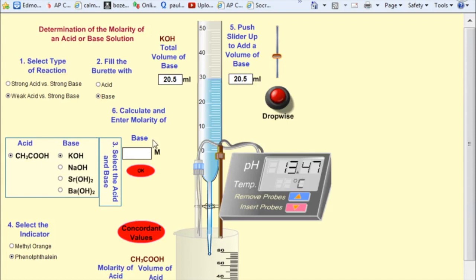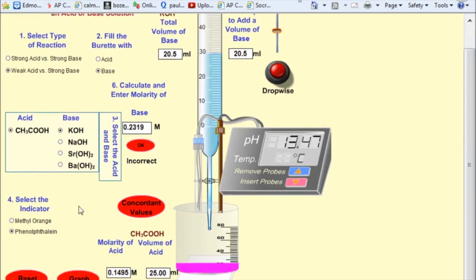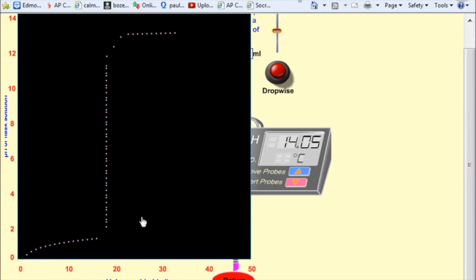Even if I click OK now, I need for you to find the concentration of the base in the burette. I'm just going to enter a number now that is not right, but you need to find the right number. I will put 0.2319. I said it is not right, so don't write that number. If I see it on your paper, I will know that it's not right.